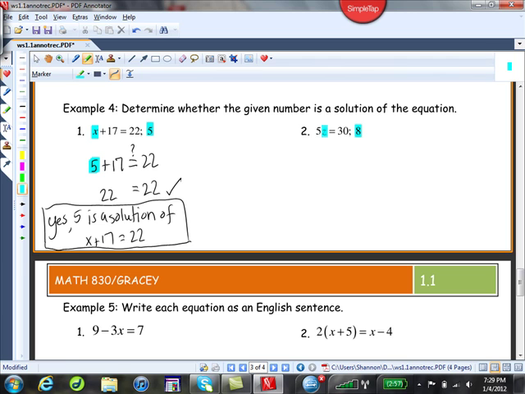taking on a value of 8. So 5 times 8, is that equal to 30? So here's the value for our variable. We plugged in 8. So 5 times 8, don't use your calculators, just use your brain, is 40, isn't it? And 40 is certainly not equal to 30. Okay? So we would say, no, 8 is not a solution of 5 times z equals 30.